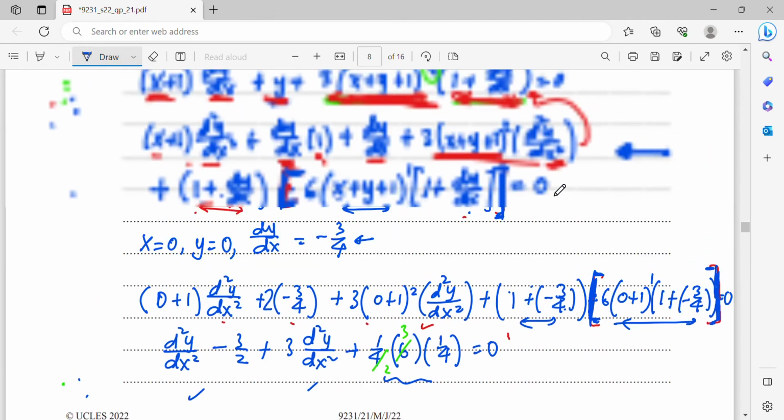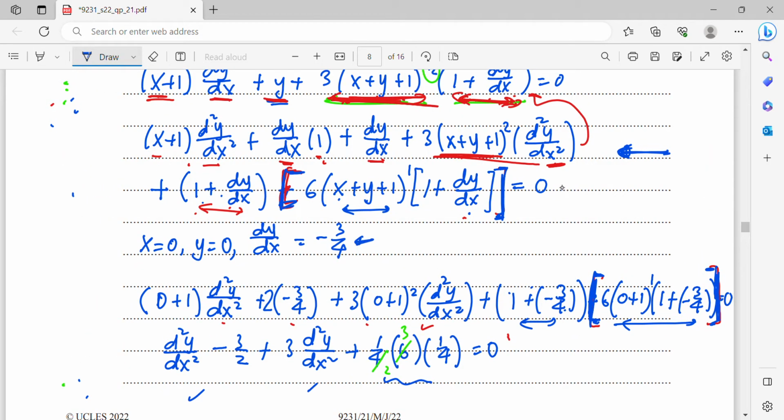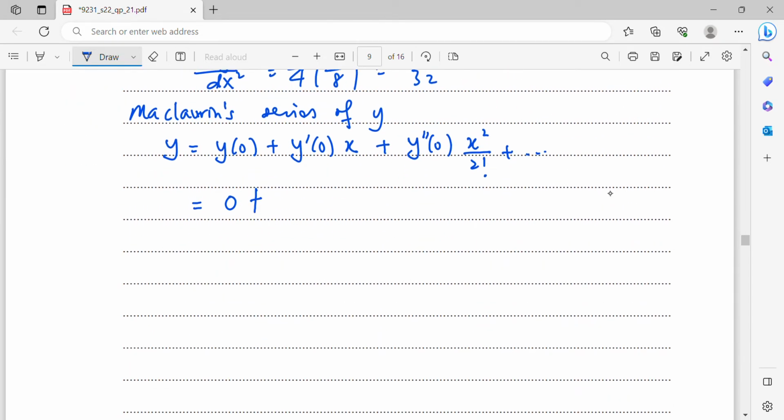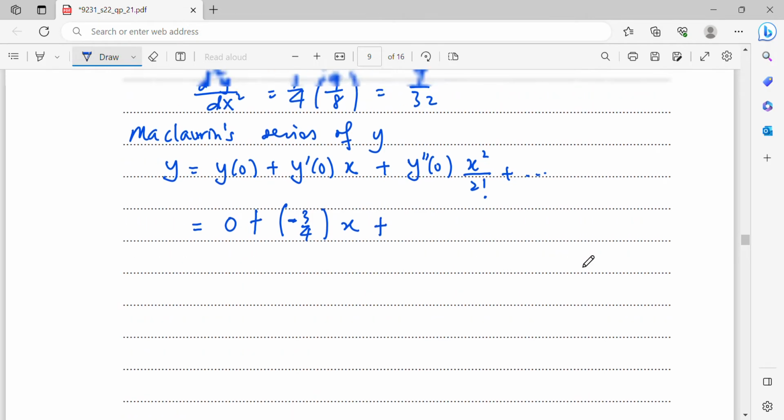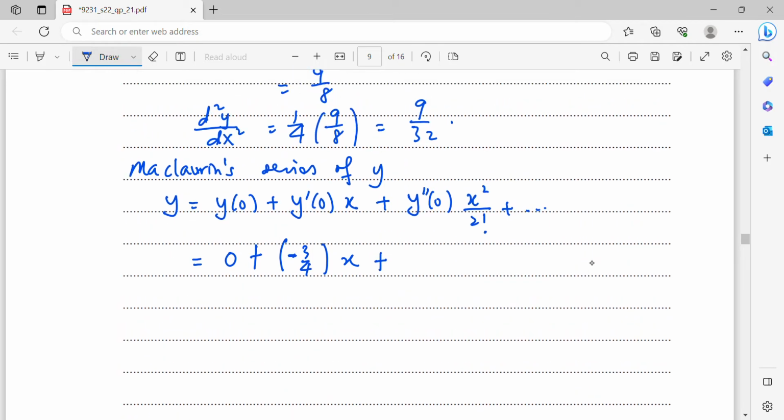So just now the dy dx value we have found is negative 3 over 4. So I will get negative 3 over 4 multiplied by x. Plus y double prime is going to be 9 over 32. Then x squared over 2 factorial.